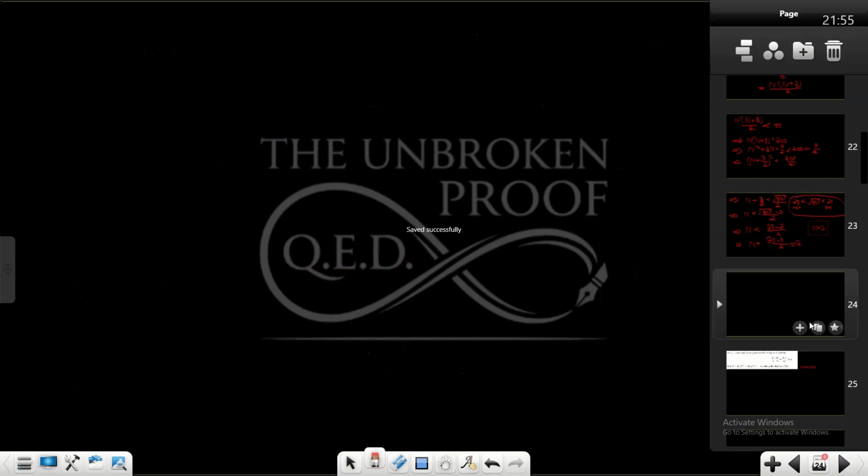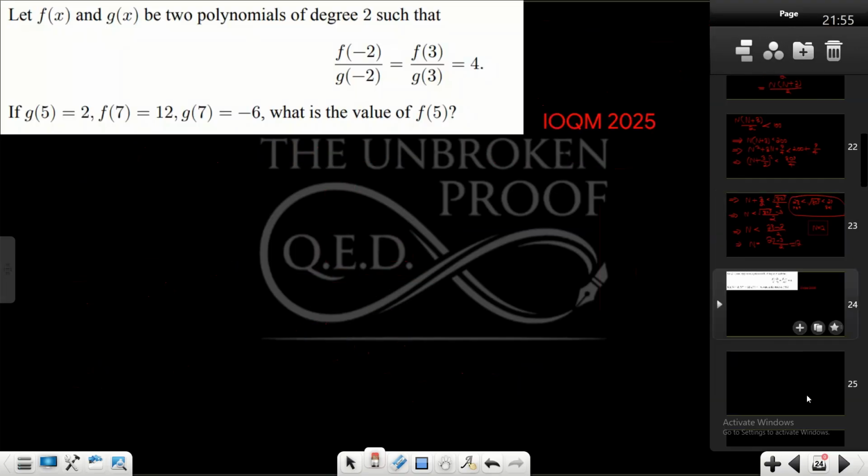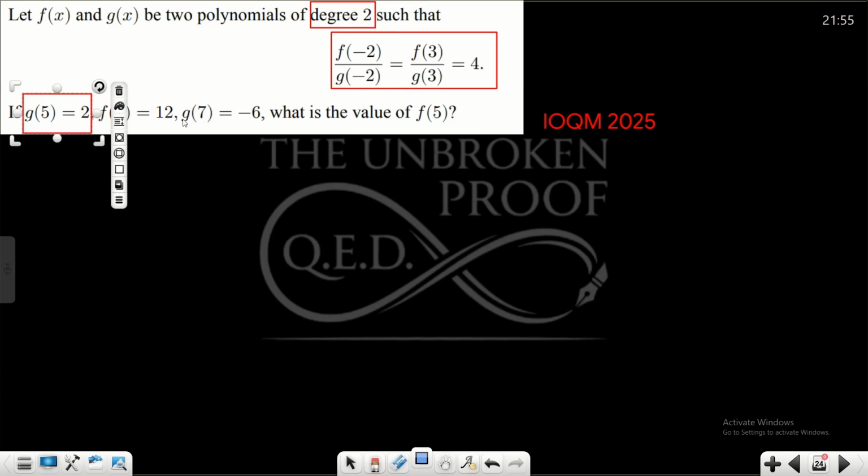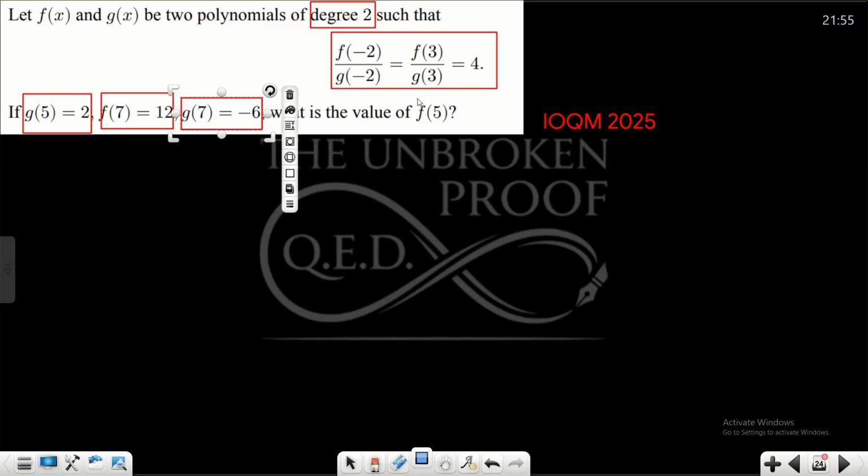So let us move on to the next question. So here is the next question. This question says that let f of x and g of x be two polynomials of degree 2 such that f of minus 2 by g of minus 2 equals f of 3 by g of 3 equals 4, and they have given specific values. They are saying degree 2, they are saying g of 5 is 2, and f of 7 is 12, and g of 7 is minus 6. They are asking you to find out the value of f of 5.